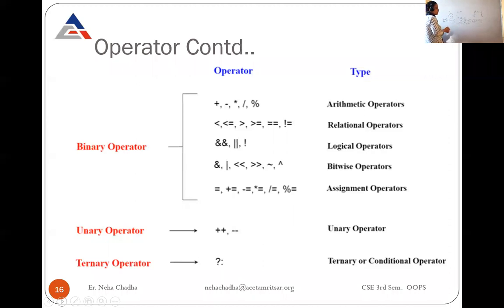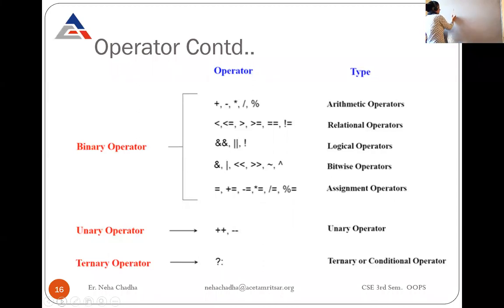Similarly, if you want to divide, you may write A divide equal to whatever the value. You use the operator along with that variable, then equal to, then the value. These are called binary operators. Then comes the ternary operator. The ternary operator generally works with if-else conditions.